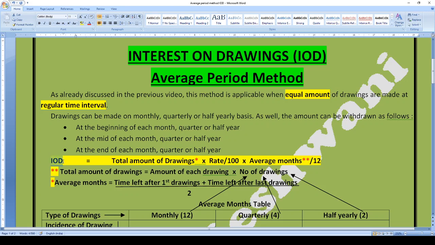The formula for interest on drawings is total amount of drawings into rate upon 100 into average months upon 12. Now here average month is very important. How to calculate average month? So average months will be calculated as follows: time left after first drawing plus time left after last drawing, divided by 2. This is the basic formula of calculating average months.